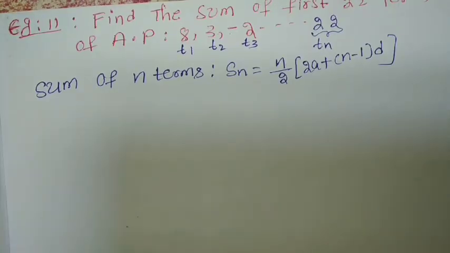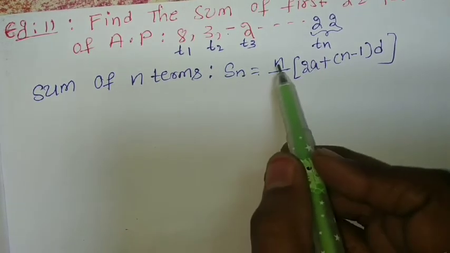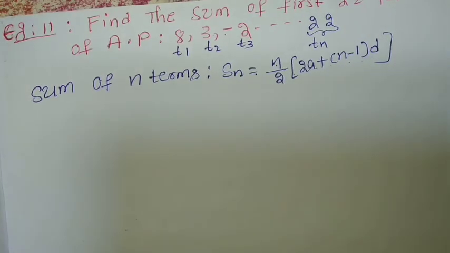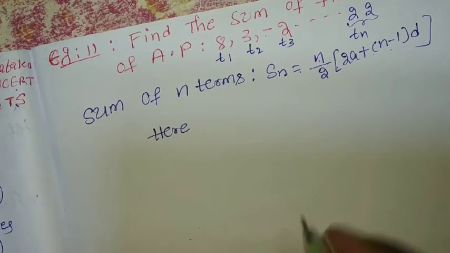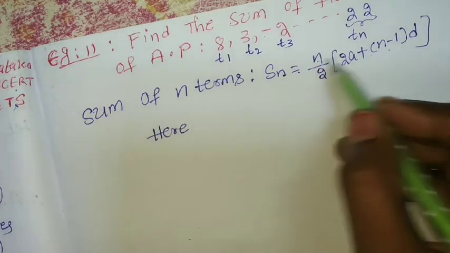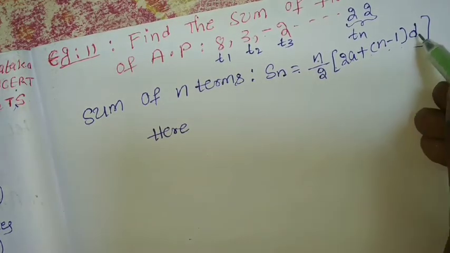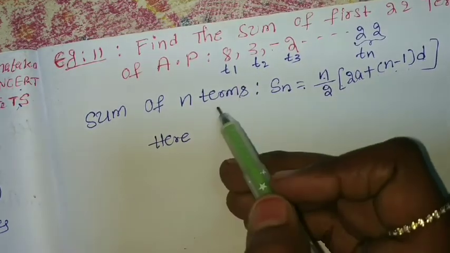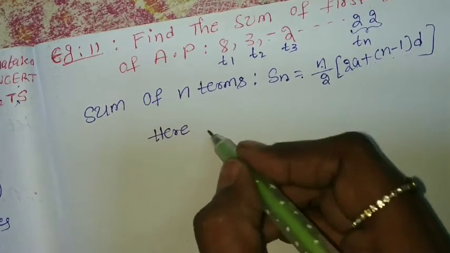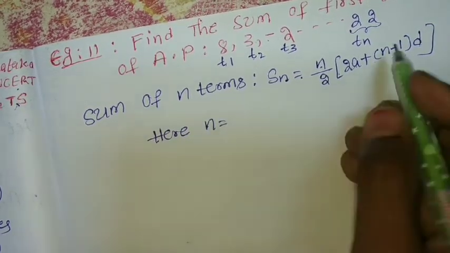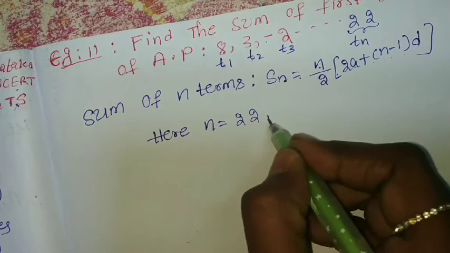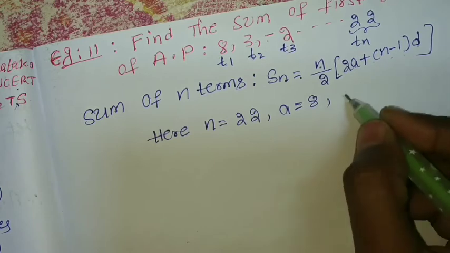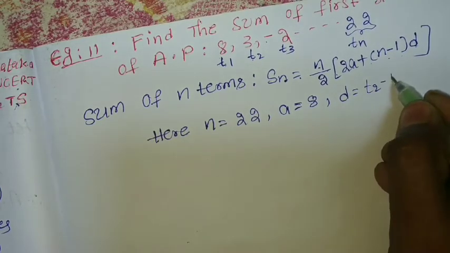Tn. What is the sum of n terms here? Sn is equal to n by 2 into 2a plus n minus 1 into d. See here, what we need to find: what is n, what is a and what is d. Everyone knows that d is the common difference between two terms, that is t2 minus t1. So n is equal to, what is the final term here? 22. Comma, a is equal to the first term, that is 8. Comma, what is d? d is equal to t2 minus t1.